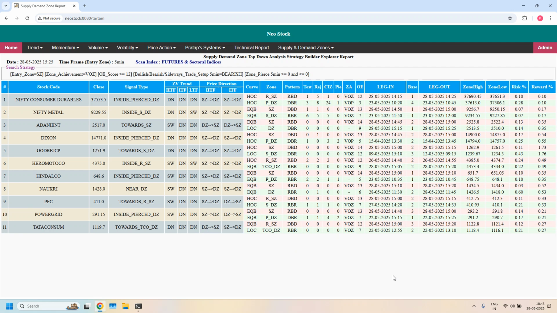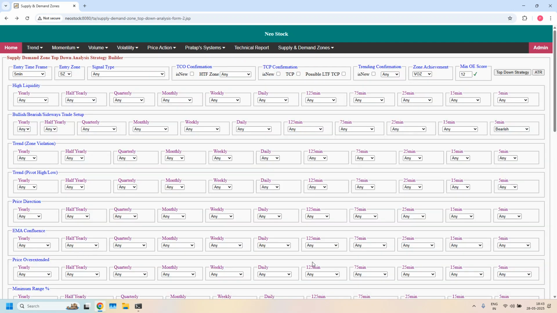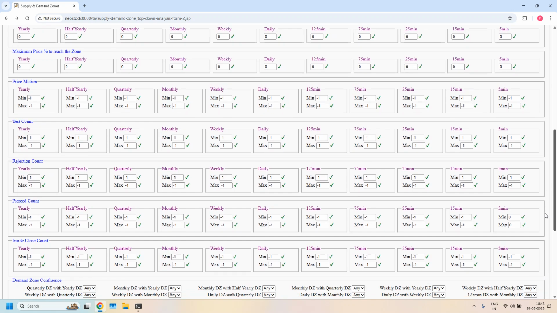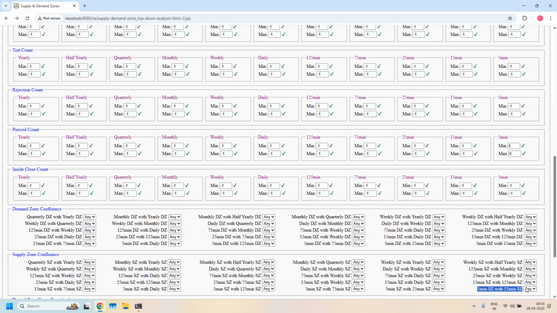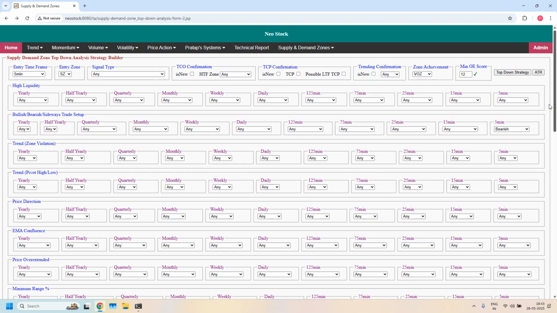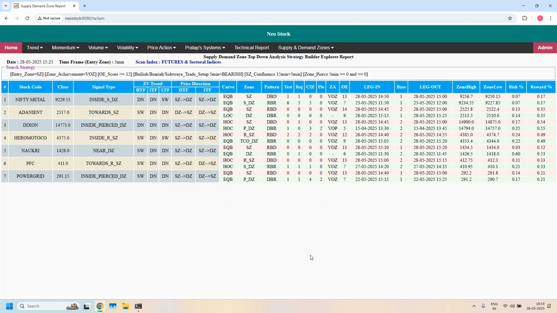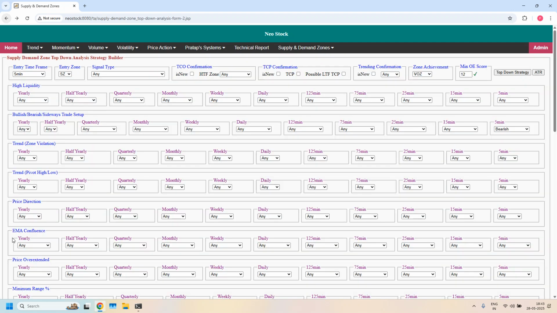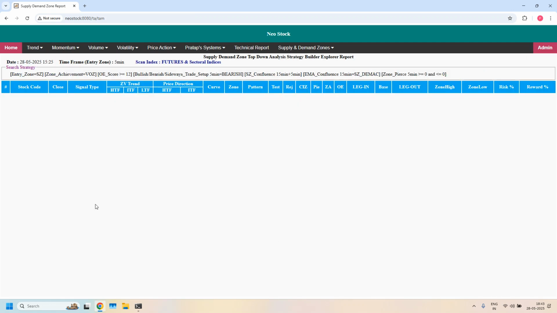Out of these 11, how many are having more high probability to get success? That we will filter based on the zone confluence. First filter is 5 minutes and 15 minutes supply zone confluence. I am enabling the filter. By applying the filter, we got 7 stocks. In these 7 stocks, these 5 minute supply zones are overlapped with 15 minutes supply zone. Because 15 minutes trend is a downtrend, let's further filter based on EMA confluence on the 15 minutes. That is 15 minutes supply zone with daily EMA confluence. We did not get any stocks.